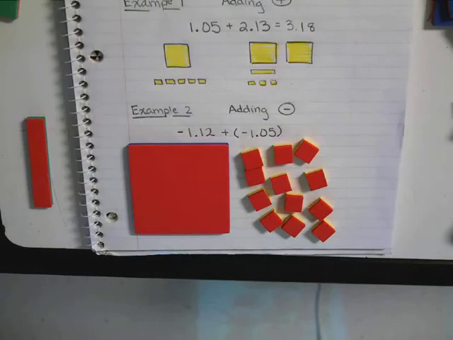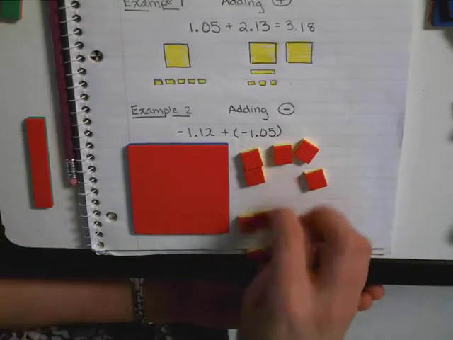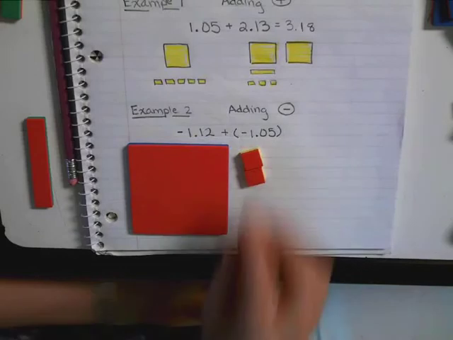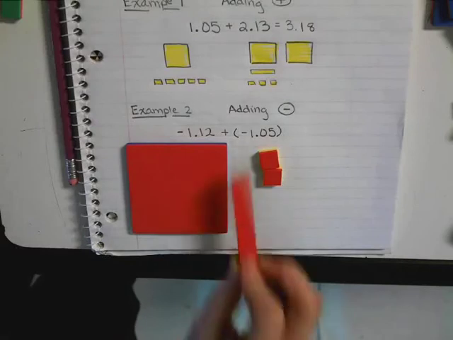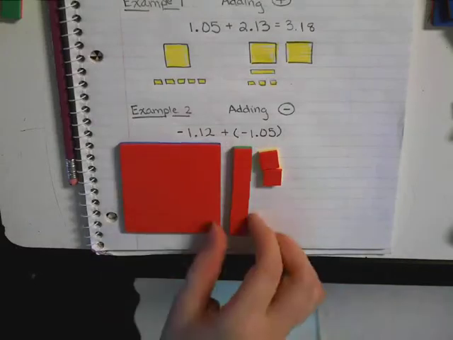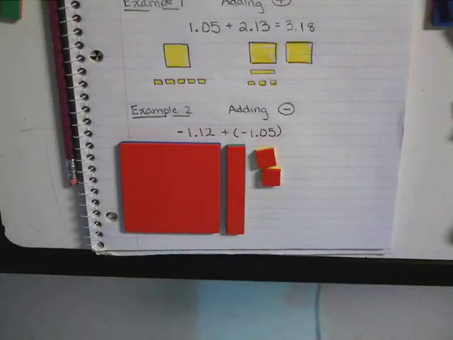Could I combine these to represent it a different way? Okay, so I can take 10 of my hundredths, 1, 2, 3, 4, 5, 6, 7, 8, 9, 10 of my hundredths, and trade that in for what? 1/10. Good. Now, have I changed the value at all? No, it's the same thing.